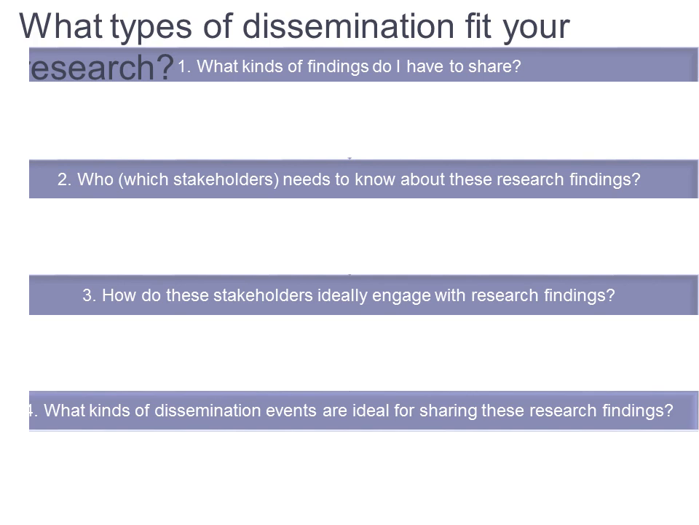And then number four, what kinds of dissemination events are ideal for sharing these research findings? You may find that certain stakeholder groups need their own considerations, or you may find that you can lump different stakeholder groups or knowledge users together. But this worksheet is intended to help you think about this and get the creative juices flowing about how you want to disseminate your findings. So I'm aware of the time, and I have a few more things that I would like to say about this, and I wanted to give you some examples.